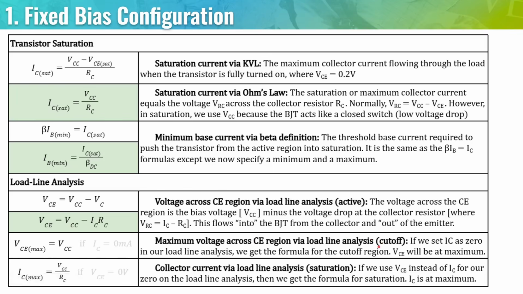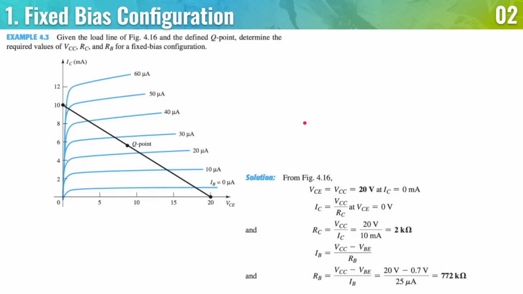If you are in cutoff, where there is no current at all, that means VCE is at a maximum. So it's just going to be equal to VCC. And if IC is at a maximum, then that is just saturation. Given this load line for figure 4.16 and the defined Q point, determine the required values of VCC, RC, and RB for a fixed bias configuration.